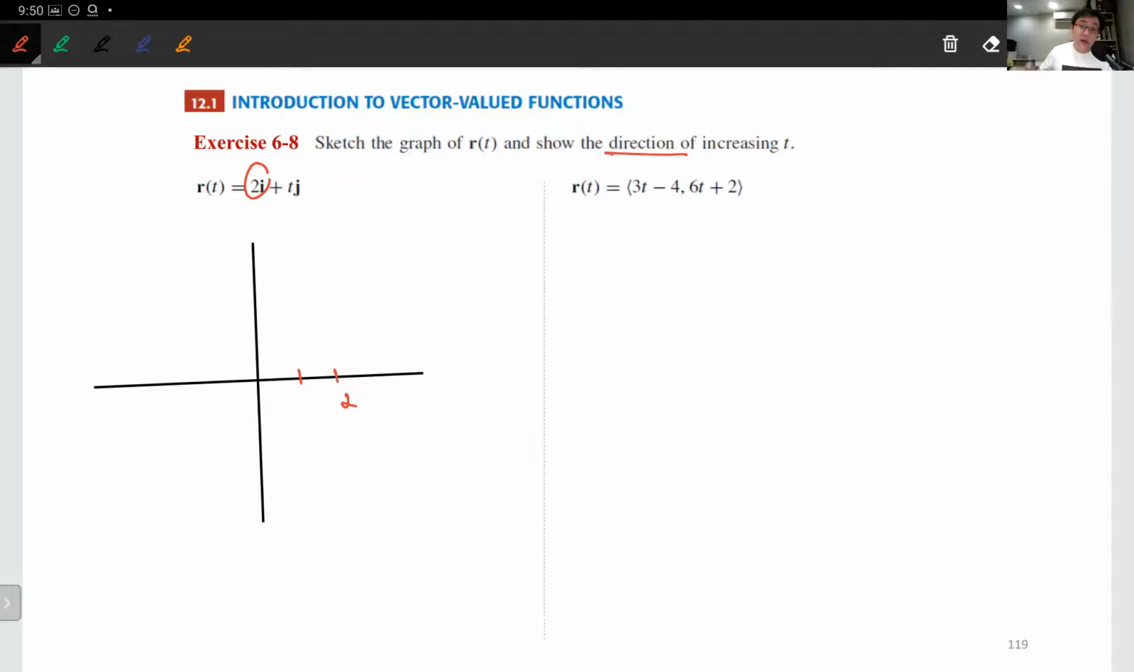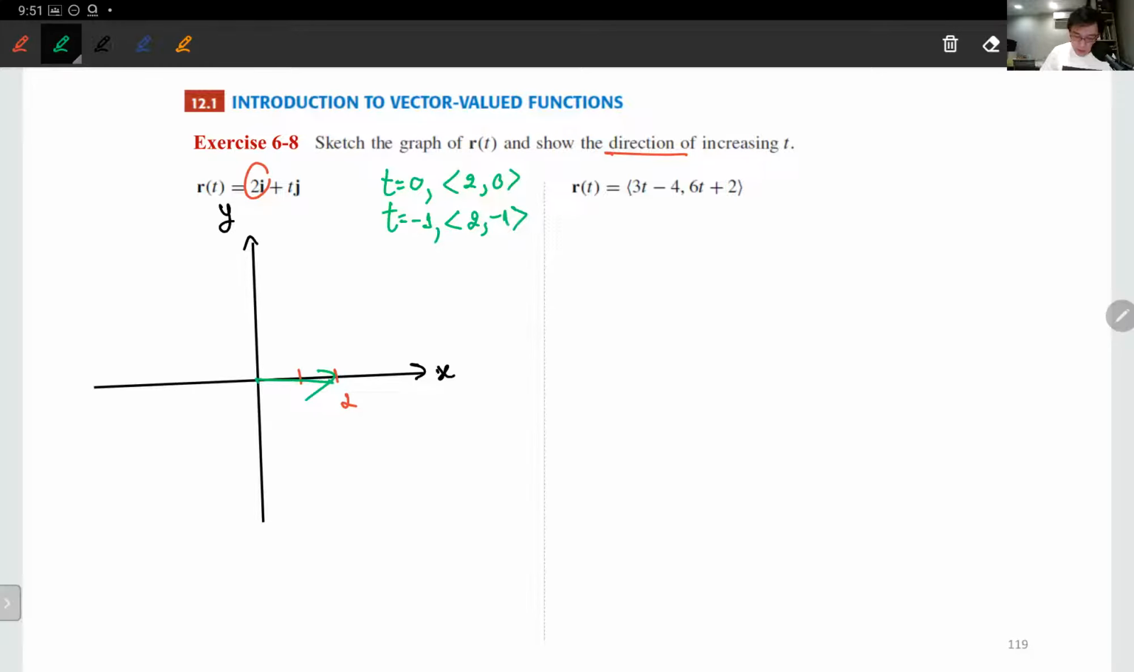So that means as t is increasing, the value of y is also increasing. This is just your x axis, and this is just your y axis. So the point that this vector is trying to point to is this. At t equal to 0, okay, let's just give you an idea, the vector is (2, 0). And that is this vector right here. At t equal to -1, let's give some negative number, it is (2, -1).